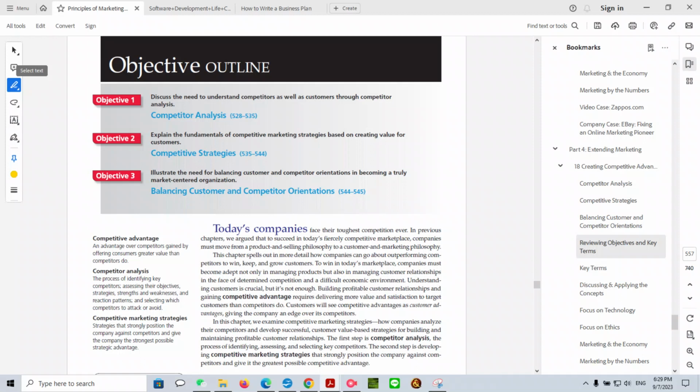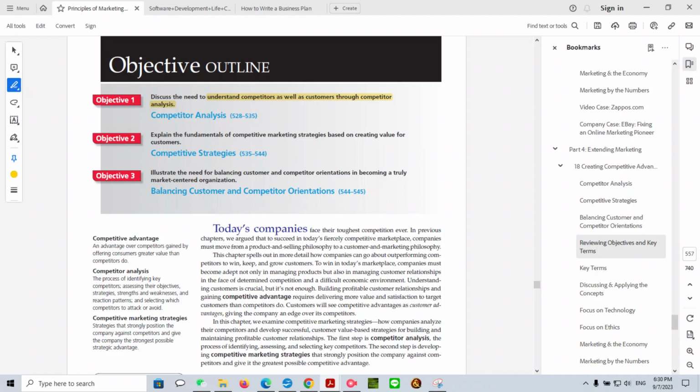Right now, we have three objectives I'd like to discuss. First one is to discuss the need to understand competitors as well as customers through competitor analysis. Okay, so what do we need to do? Understand competitors. Remember, I told you about understanding? Understand competitors as well as customers through competitor analysis. That is the competitor analysis.